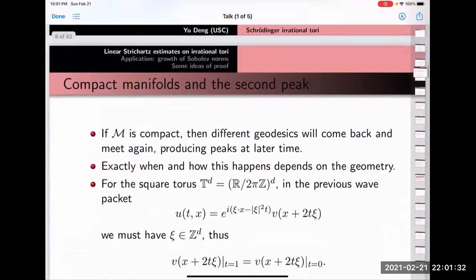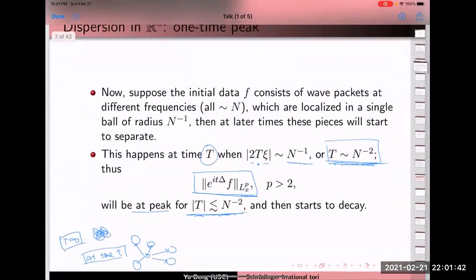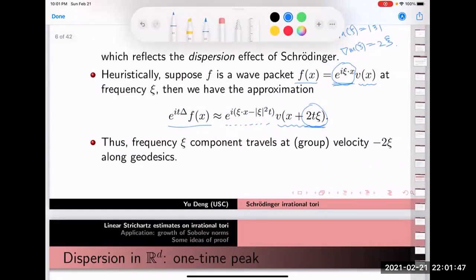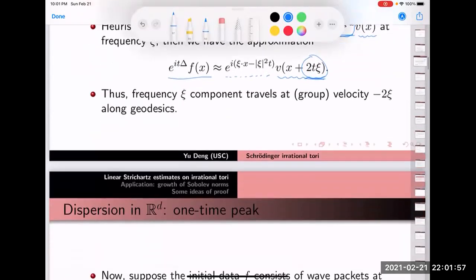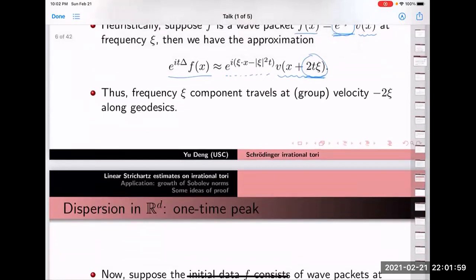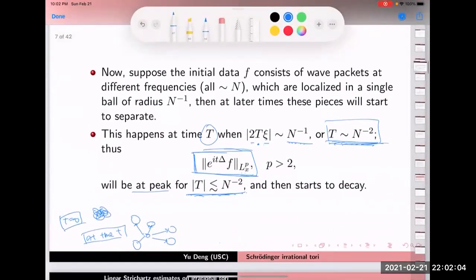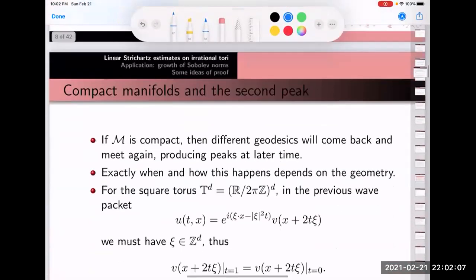Okay, so now we turn to the case where M is a compact manifold. If M is a compact manifold, then the wave packet will travel, like in the case of Rn where it travels in straight lines, but in the case of compact manifolds, it will travel by geodesics. And since you have a compact manifold, these geodesics will come back, and this will create concentrations, reconcentrations at later times, which makes this particular LP norm get big at some later time.